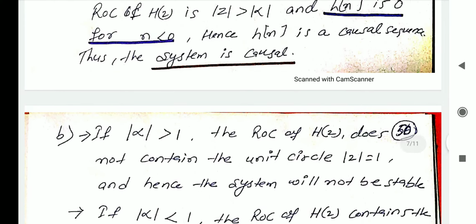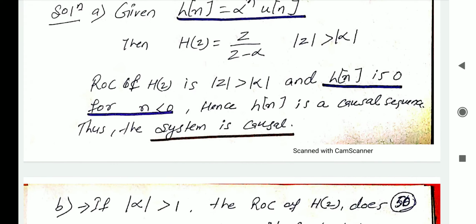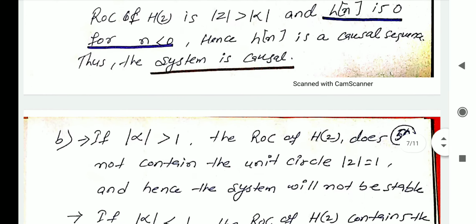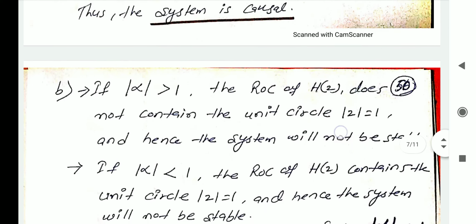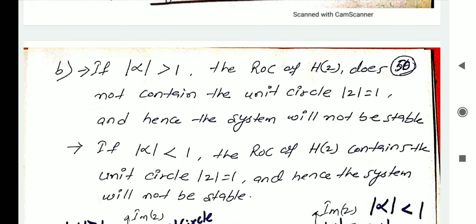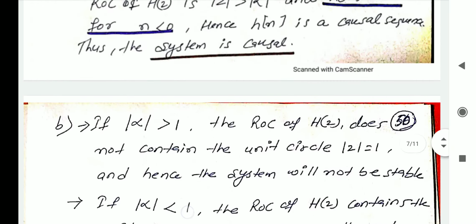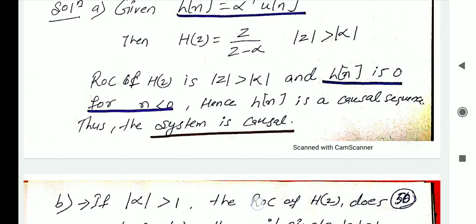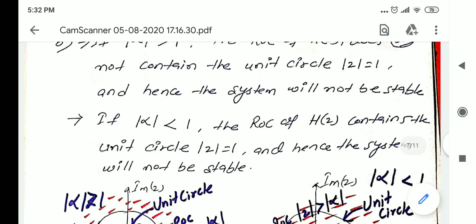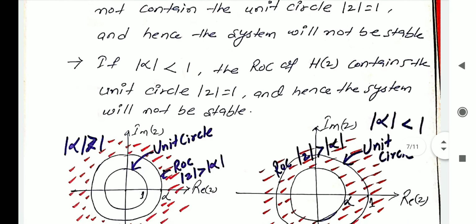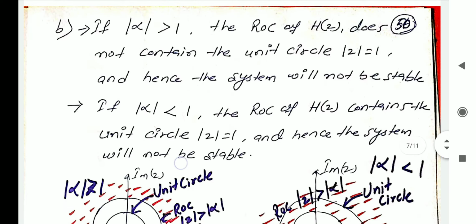If alpha is greater than 1, what is the ROC? ROC is mod of z greater than mod of alpha. And if mod of alpha is greater than 1, the ROC will definitely not contain the unit circle, and hence the system will not be a stable system. Now if we take mod of alpha less than 1, that is, alpha is a value less than 1, and the ROC is mod of z greater than mod of alpha, in this second case the ROC of H(z) will definitely contain the unit circle, and hence the system will be a stable system. Sorry, here I have written not stable. This will be a stable system.